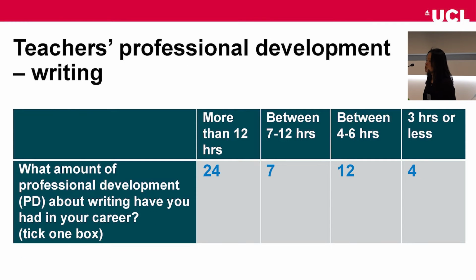We compare this to their professional development on writing, and it looks a little bit different. So most of the teachers had had 4 hours or more training on teaching writing. Around 2/3 of the cohort had had 7 hours or more, and then around half of the cohort had had 12 hours or more professional development in this area.